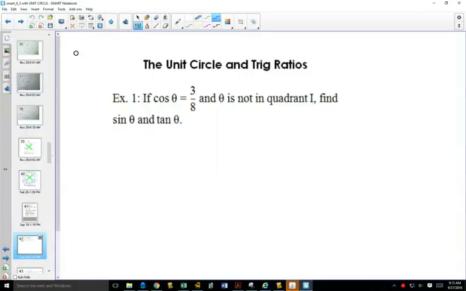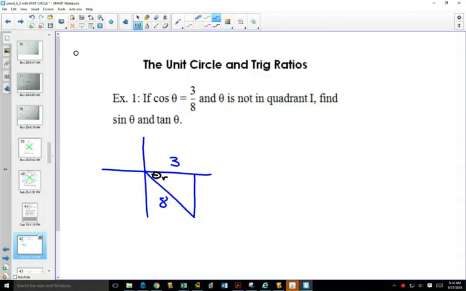Question number 1 is a triangle question. If cos is positive, that means it's in quadrant 1 or 4 from the CAST rule, but it's not in quadrant 1, so you can draw it in quadrant 4. Draw your triangle back to the nearest x-axis so that you have a reference angle. And if cos is 3/8, that means that the adjacent side over the hypotenuse is 3 over 8, and we can label that.